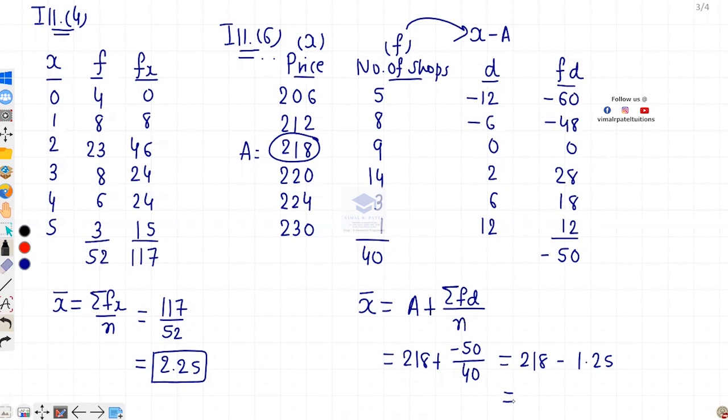Minus 1.2. 216.75. Clear? Did you follow or not? Sir, if we take a different number as a, the answer is the same. But generally, the middle value is selected. Suppose you take 219 or 221, then also the answer is going to be the same. That's the magic of maths. The answer will ultimately be the same. There is no difference.